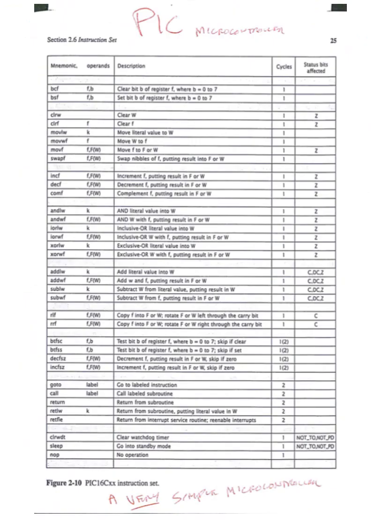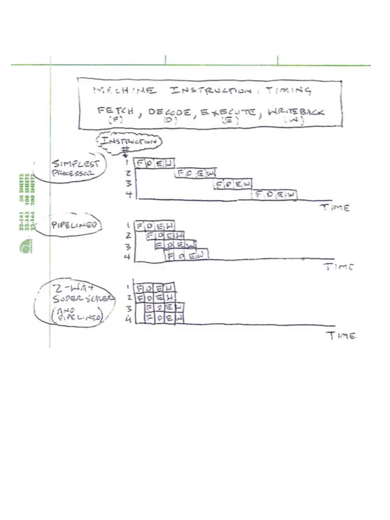Here's a simple PIC microcontroller. Now, this is as simple as you can get with only, I believe, 32 instructions, just to show you that. I threw this in here because it seems relevant to just talking about timings.